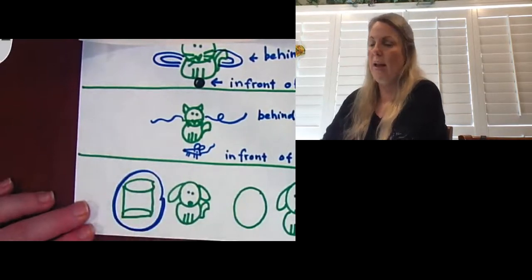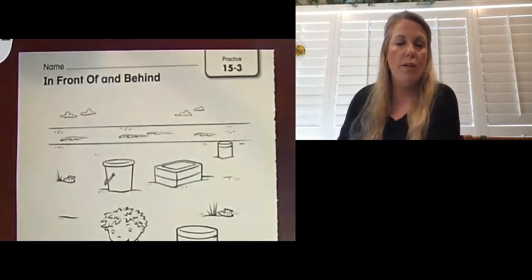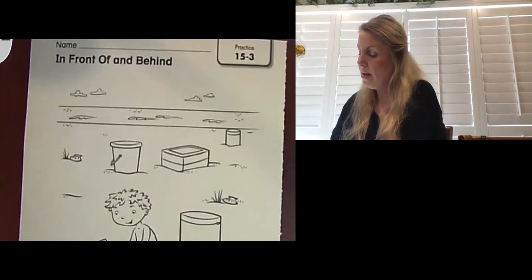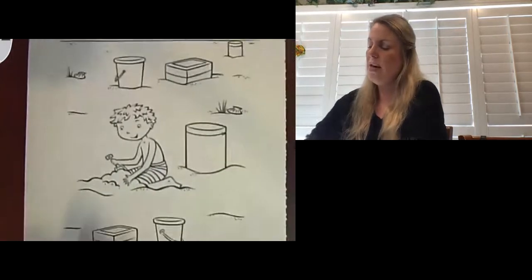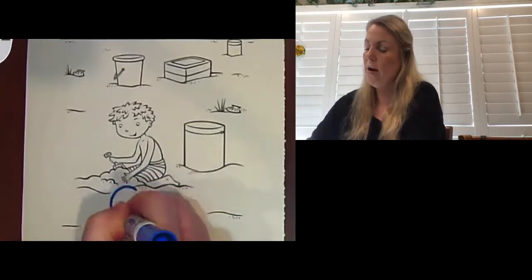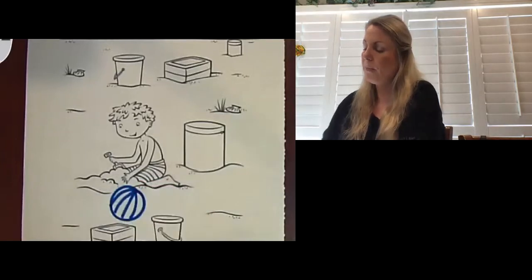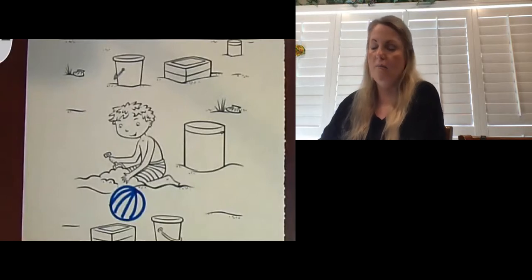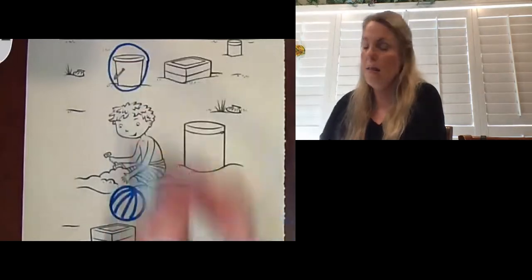Good job. Okay, let's look at our work that we're going to do today in front of and behind. We have this little picture of the little boy, and it looks like the boy is at the beach. It says, draw a beach ball in front of the boy. We want to make sure it's right out in front. I'm going to draw a little beach ball. Then it says circle the pail behind the boy. So we're going to circle that pail that is behind the boy.